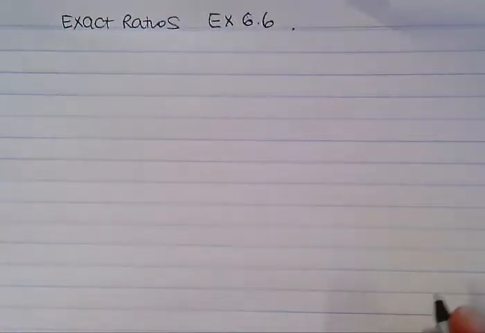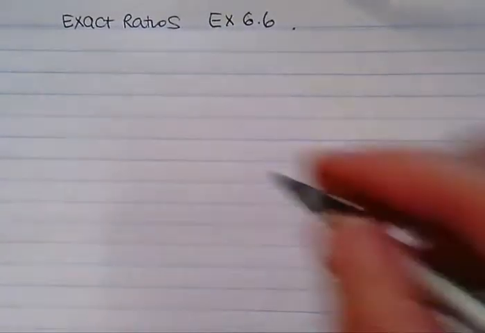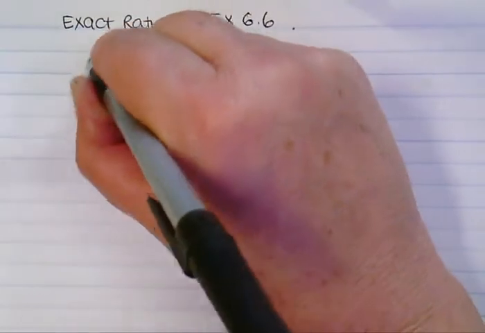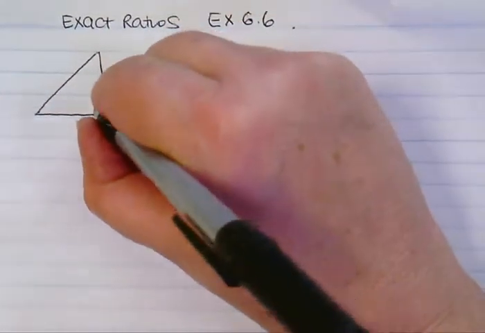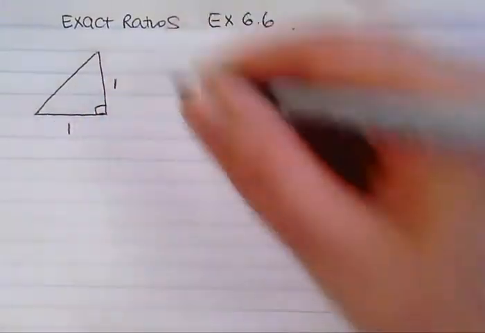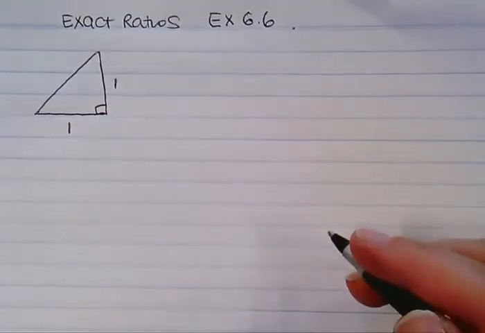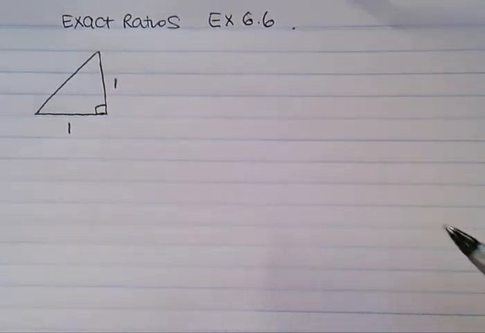Exact ratios, exercise 6.6. We did touch on this in year 10, but we'll just have a look at it again. You will have two diagrams on your formula sheet. One of them is a right angle triangle with side lengths 1 and 1. It's an isosceles right angle triangle.